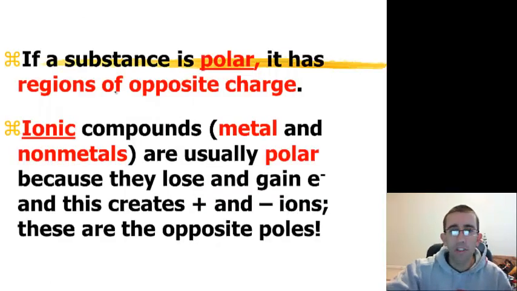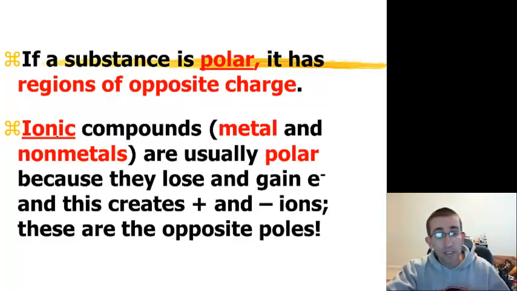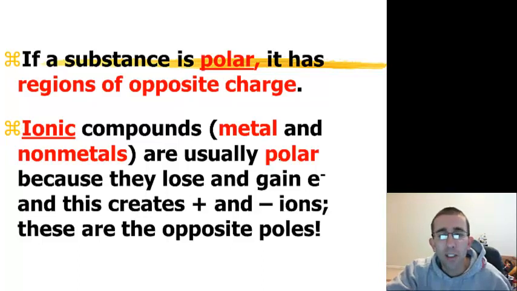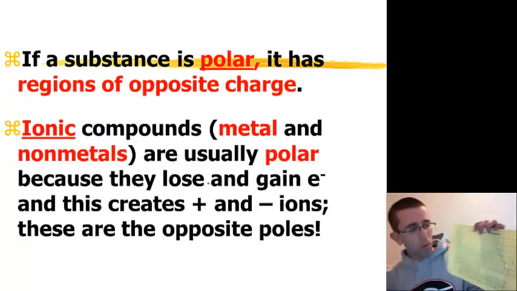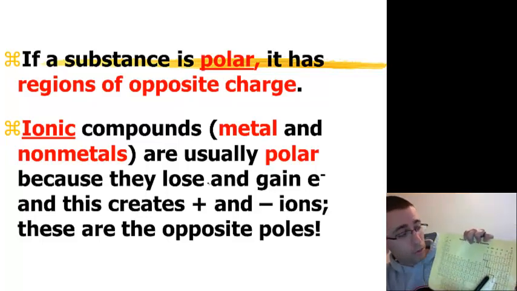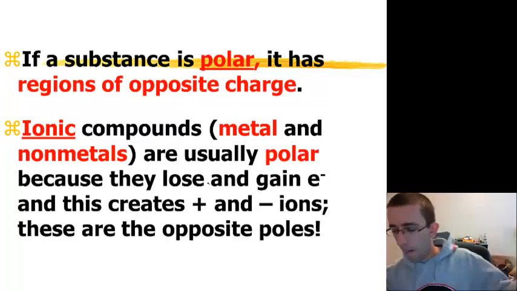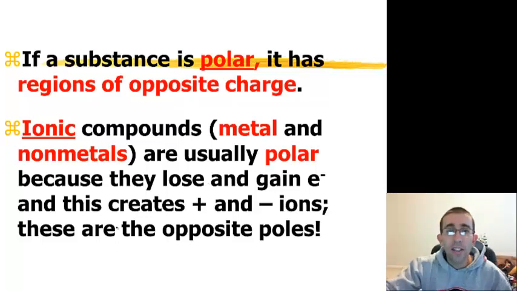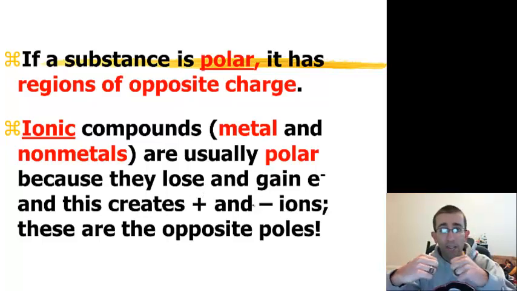How do we do that? Well, first of all, polar means you have regions of opposite charges. For the purposes of this class, we're going to consider ionic compounds to be polar. If you remember back in first semester, an ionic compound is a metal and a nonmetal together. So if you look on your periodic table, remember your metals are to the left of the staircase, your nonmetals are to the right. So if you identify something as ionic, we're going to consider it polar. Why? Because remember, ionic compounds have positive and negative ions put together.